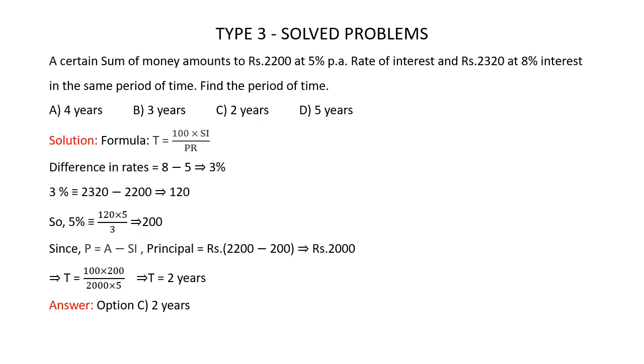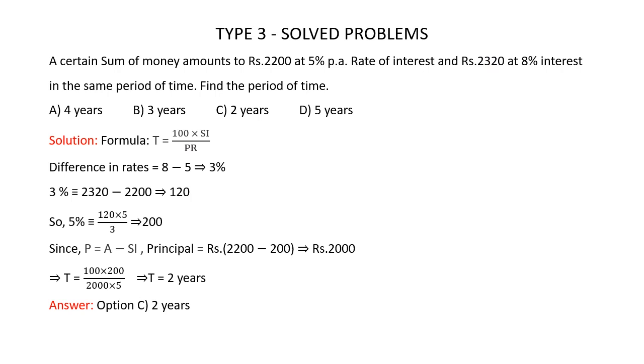Now it's given that the amount in the first case is rupees 2200. Now since principal is equal to amount minus simple interest, it means principal is equal to rupees 2200 minus rupees 200, which is rupees 2000. So the principal is rupees 2000 in both the cases.